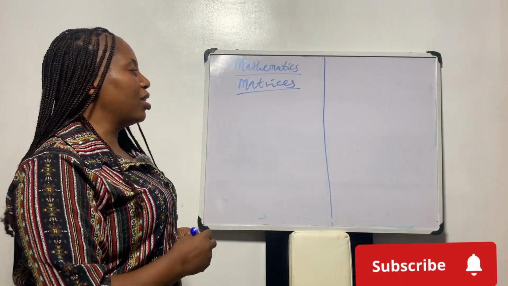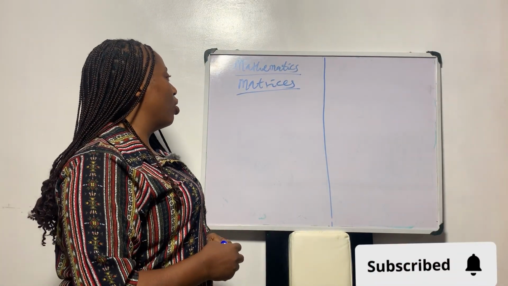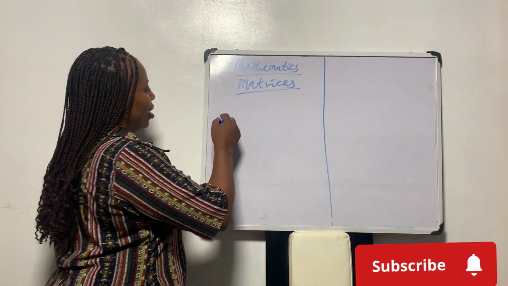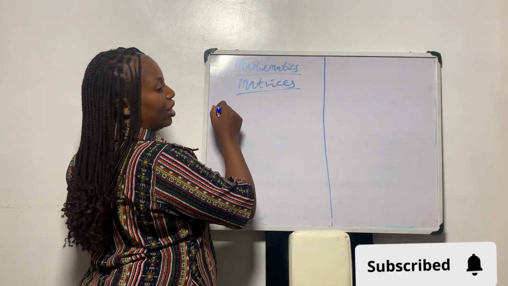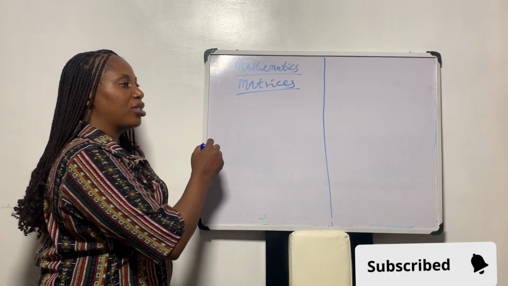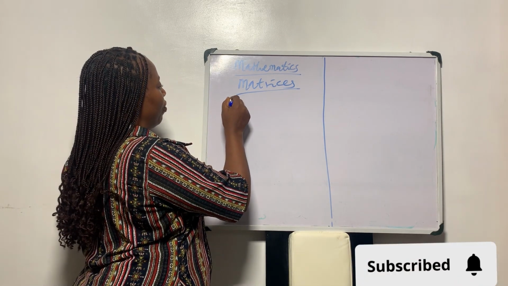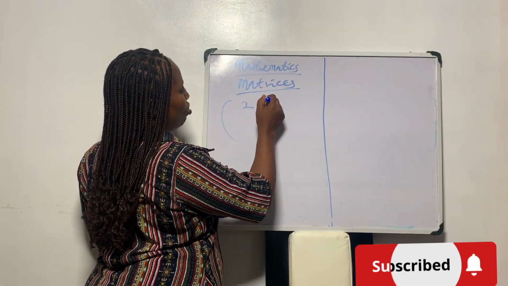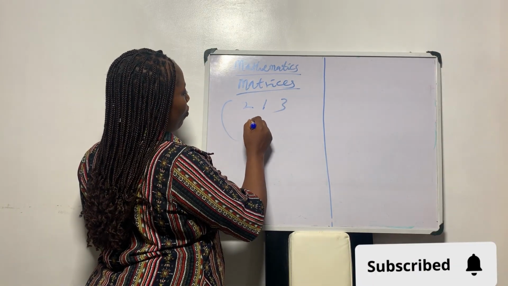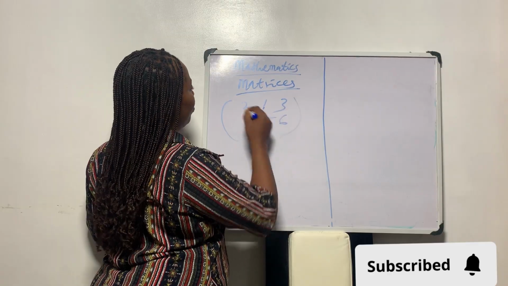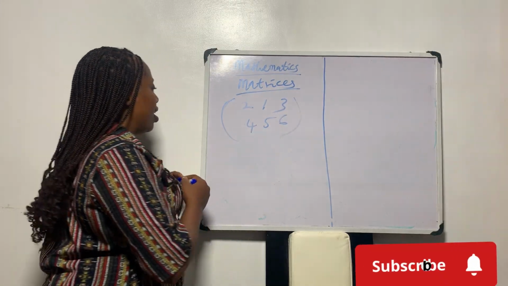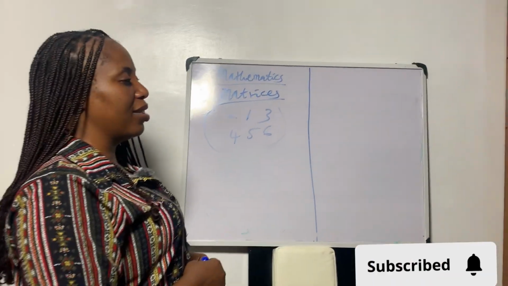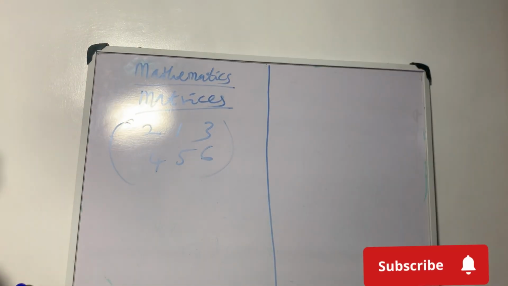It is the arrangement of numbers in rows and columns to form a rectangular array. These arrays, or the array of numbers, are being enclosed in a bracket. For instance, it may have entries such as 2, 1, 3, 4, 5, and 6. This is a picture of what matrice, or arrangement of numbers in rows and columns, looks like.